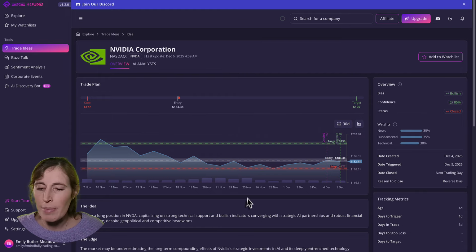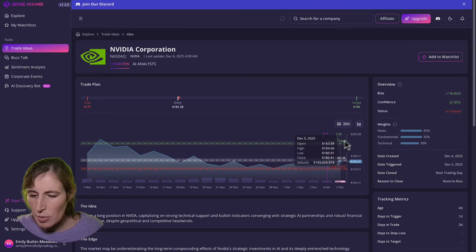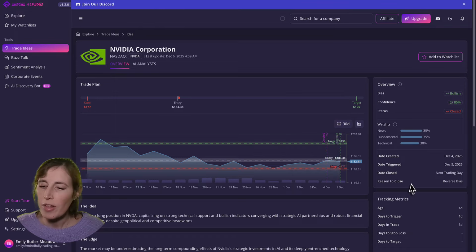And like before with MSTR, we have this chart and I'm starting to get used to the way that it's planning this. So the entry for the idea is $183 with a stop at $177 and a target at $196. This looks like it was a trade idea limited to that trading day because this was created on the 4th of December. It was triggered on the 5th of December and the date close was the next trading day.